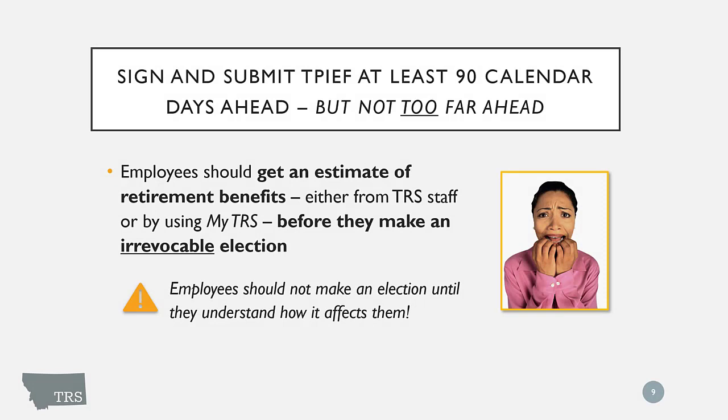We ask that the form be signed and submitted at least 90 calendar days ahead, but we don't want the employee to sign it too far ahead. We ask that the employees contact the benefit officers and request an estimate of benefits so that they can see how that termination pay will affect their monthly benefit before they make an irrevocable election. We want to make sure that the employees understand how the termination pay and an irrevocable election would affect them. We don't want them to be surprised by a large out-of-pocket expense if they chose option 1 and it was way before they decided to retire.